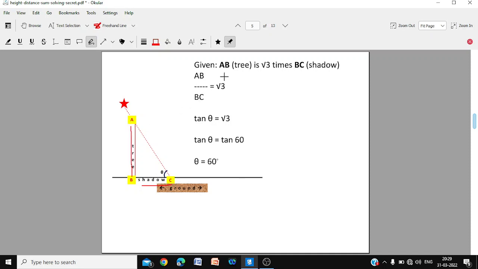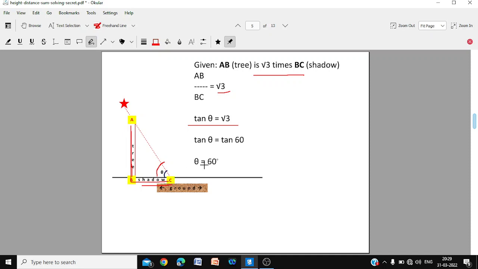Now AB by BC, that is tree by shadow, is √3, given in the question. Tree is √3 times the shadow. So AB by BC is √3. That is, tan theta is √3, provided this angle is theta. So this is vertical by horizontal. So tan theta will be √3.